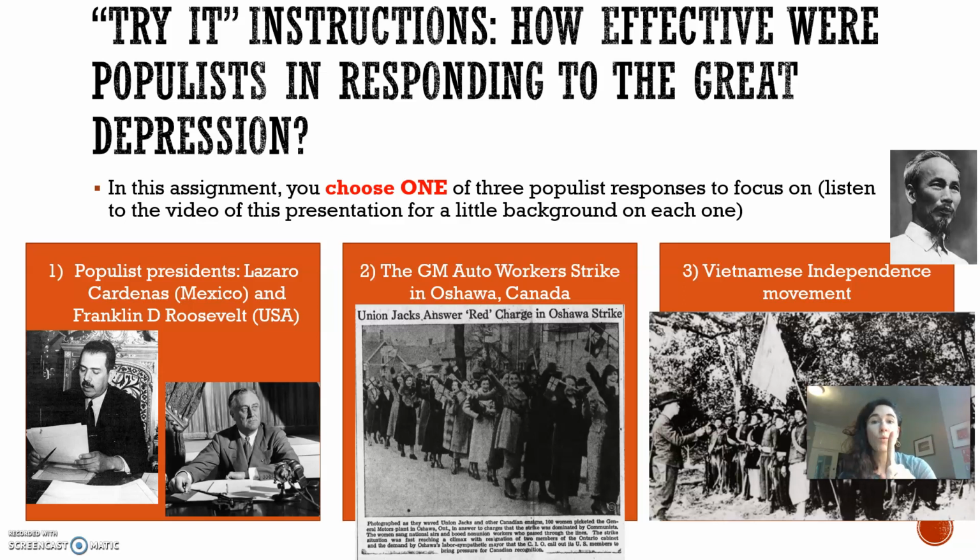So again, you're just going to pick one of these three to write about. And then in our second lesson for this week, you're going to pick a modern issue that's related to whichever of these three populist responses from the 1930s you chose, and you'll do a comparison. And that's that.